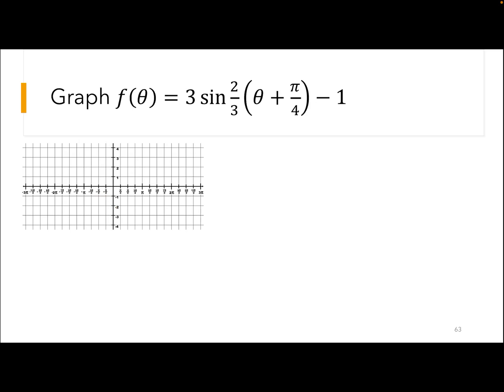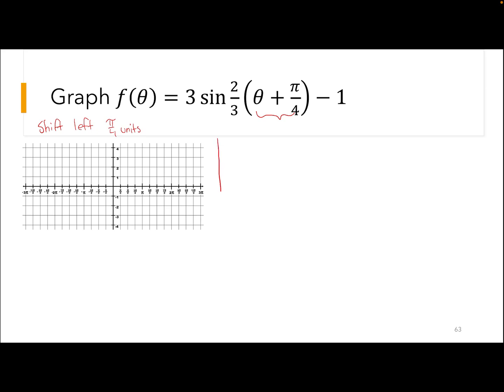So we have this graph of 3 sine 2/3 theta plus pi over 4 minus 1. It looks intimidating, but it's not. All right, so the first thing is our phase shift is going to be this thing, theta plus pi over 4. So we're going to shift left pi over 4 units. So that means that our first value in our table is negative pi over 4, because we would start at 0, but we're going to start at negative pi over 4.